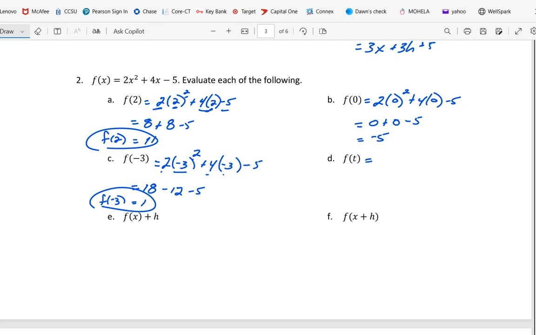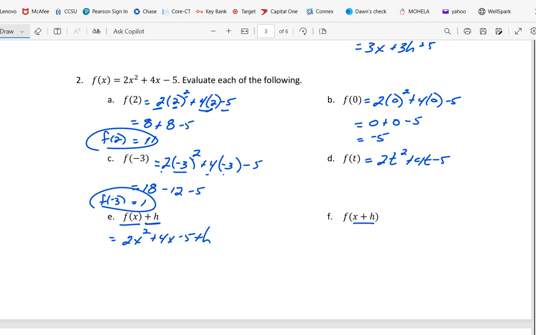f of t, I'm simply going to replace the x's with t's. Again, E is f of x, which is 2x squared plus 4x minus 5, and then we're going to add h to that, and we're done.